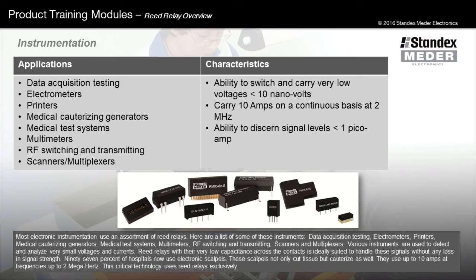Various instruments are used to detect and analyze very small voltages and currents. Reed relays, with their very low capacitance across the contacts, are ideally suited to handle these signals without any loss in signal strength. 97% of hospitals now use electronic scalpels. These scalpels not only cut tissue, but cauterize as well. They use up to 10 amps at frequencies up to 2 megahertz. This critical technology uses reed relays exclusively.